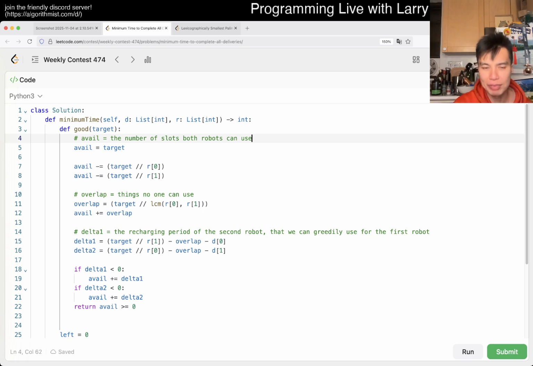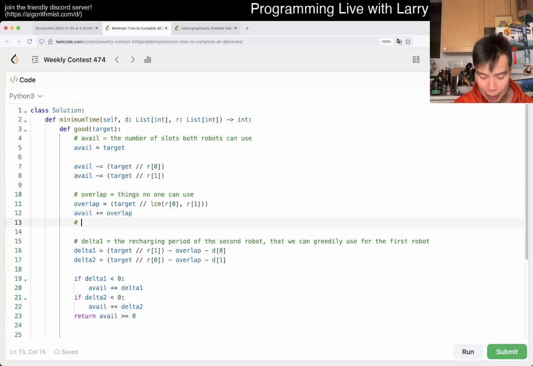We subtracted from one of the robots, subtracted from the other robot, and then we add back in the overlap. And so now this just counts the number of slots that both robots can use. Maybe I should make it more clear, but this is Googleable.